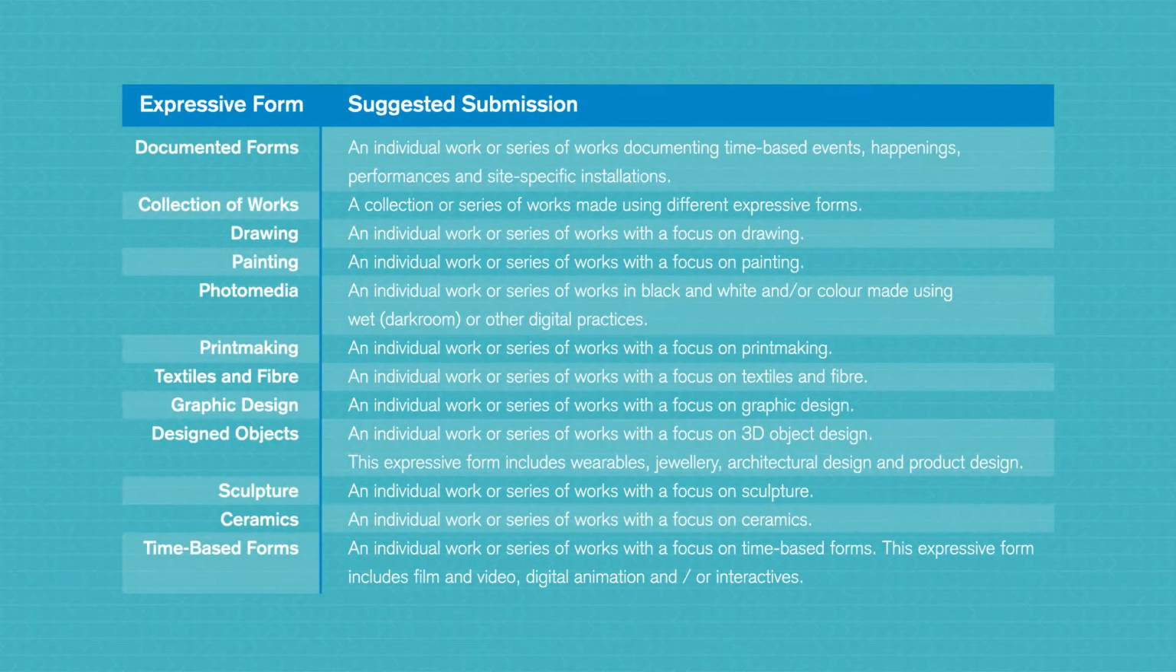A body of work can be one of the 12 expressive forms. They can be documented forms, which can be an individual work or a series of works documenting time-based events, happenings, performances and site-specific installations. A collection of works, that is a series of works made using different expressive forms.